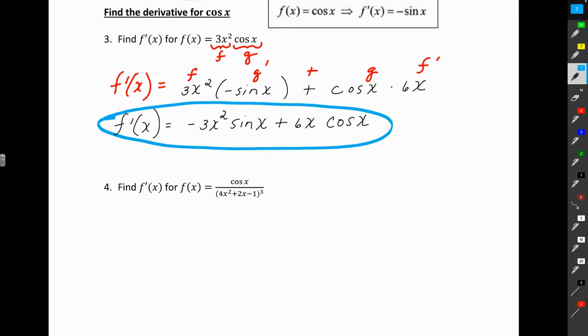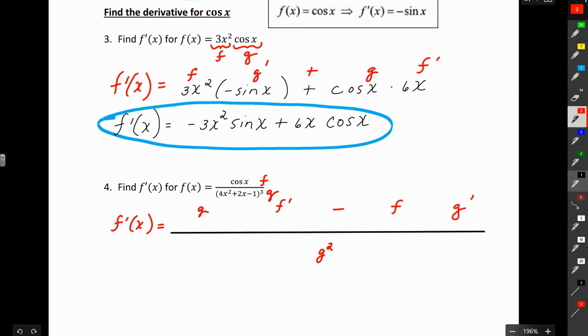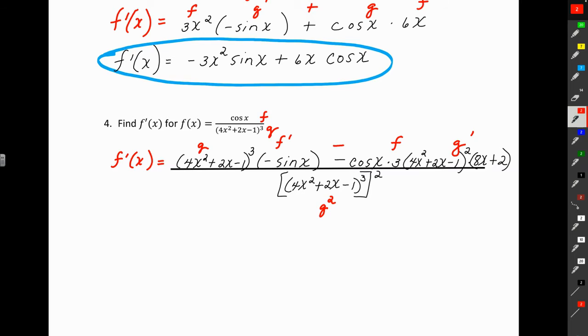Number 4, we have a quotient. We're going to use the quotient rule. And we'll fill that in. The derivative of cosine is negative sine. f is the cosine of x, and now we're going to take the derivative of g, and we'll need to use the chain rule. So we have the derivative of the outside times the derivative of the inside, all over g squared.